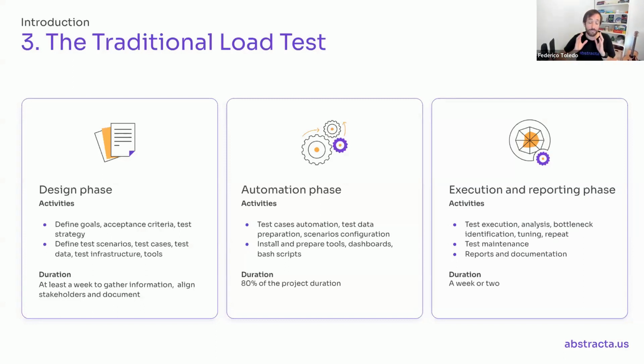Then the most expensive phase is the automation phase, which I say takes 80% of the project duration. And here is where you prepare the test automation at the protocol level, which is actually harder than preparing a Selenium script, for example, because you really need to understand the protocol. And HTTP probably is the most common one and the simplest one, but your application may be using WebSockets or any other protocol. So preparing those scripts can be hard.